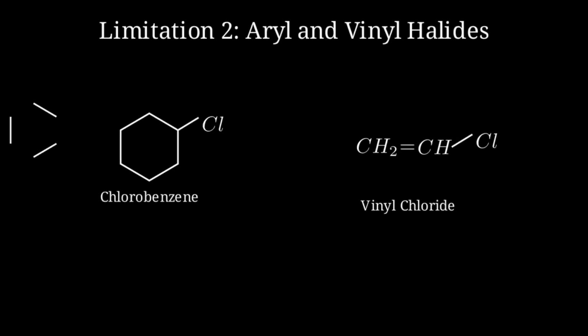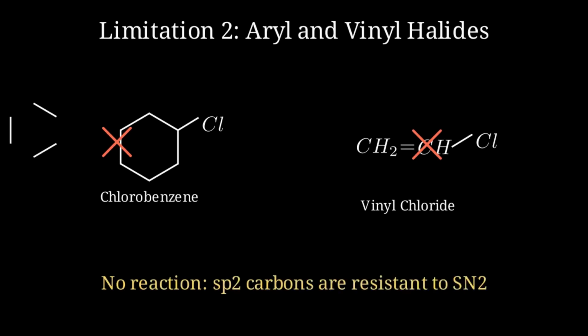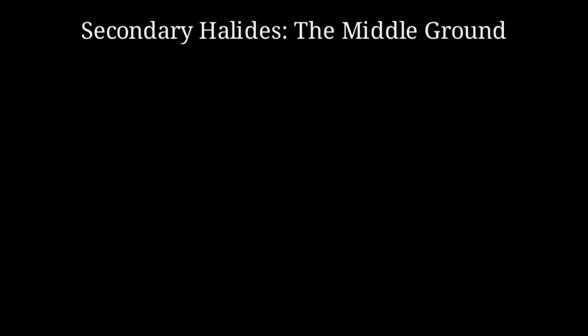The SN2 mechanism requires a backside attack on an sp3 hybridized carbon. The electronic and steric environment of benzene rings or double bonds prevents this, making it impossible to synthesize aniline directly this way. Secondary alkyl halides are a gray area.